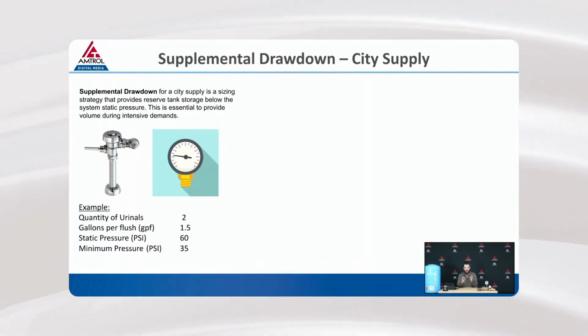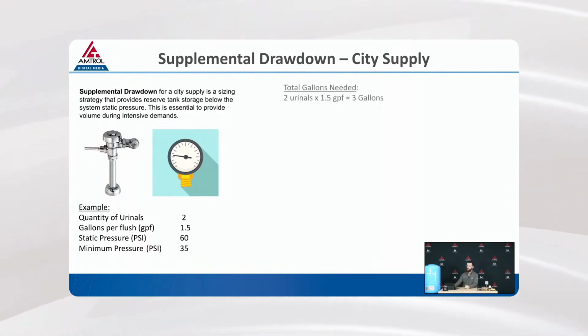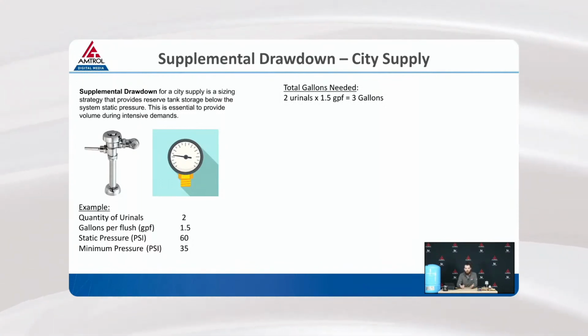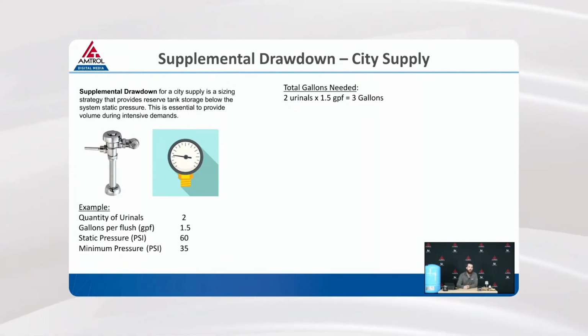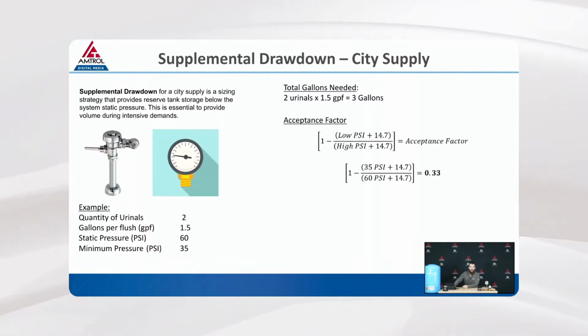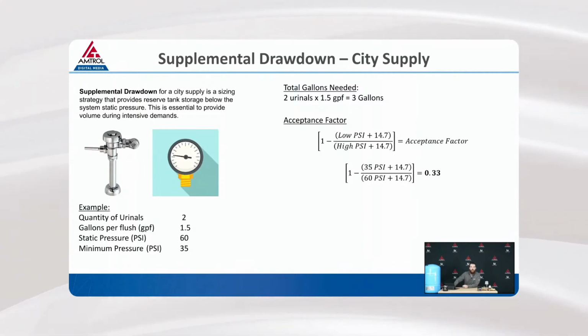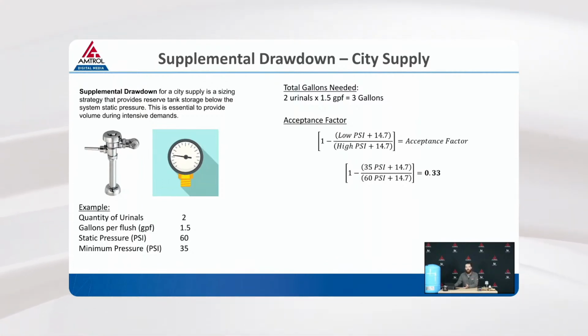So again, that's how we're going to build that acceptance factor out of our vessels. Those 4 pieces of information are very crucial. And then we're going to go through a very similar formula. Now let's find out what we need for our drawdown. If I have 2 urinals at 1.5 gallons per flush, just do that math quick, it's 3 gallons. So I need 3 gallons in my tank under pressure, at least 35 psi, to make sure I'm flushing both of those at the same time. Based on my pressure range, I'm going to get my acceptance factor. You run that formula quick and you get 0.33, so 33%. So again, we need a vessel that at 33% of its volume is going to be 3 gallons.